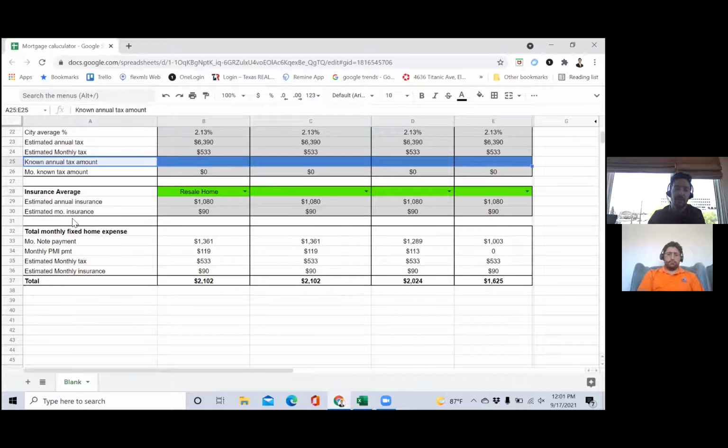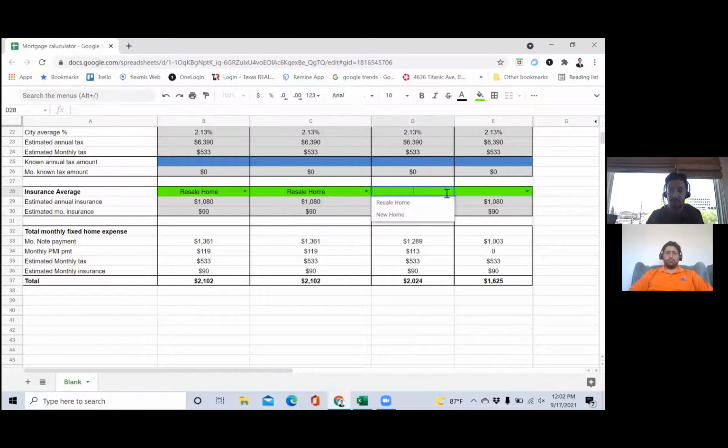Okay, next line item, insurance average. This one's iffy just because it's so different. Somebody could be paying $100 a month, someone else can be paying $150, someone else can be paying $50. We only divide it into two sections, new home and resale. New homes do have a lower risk of a claim, so they are going to have a cheaper insurance rate. Resale homes will probably be higher.